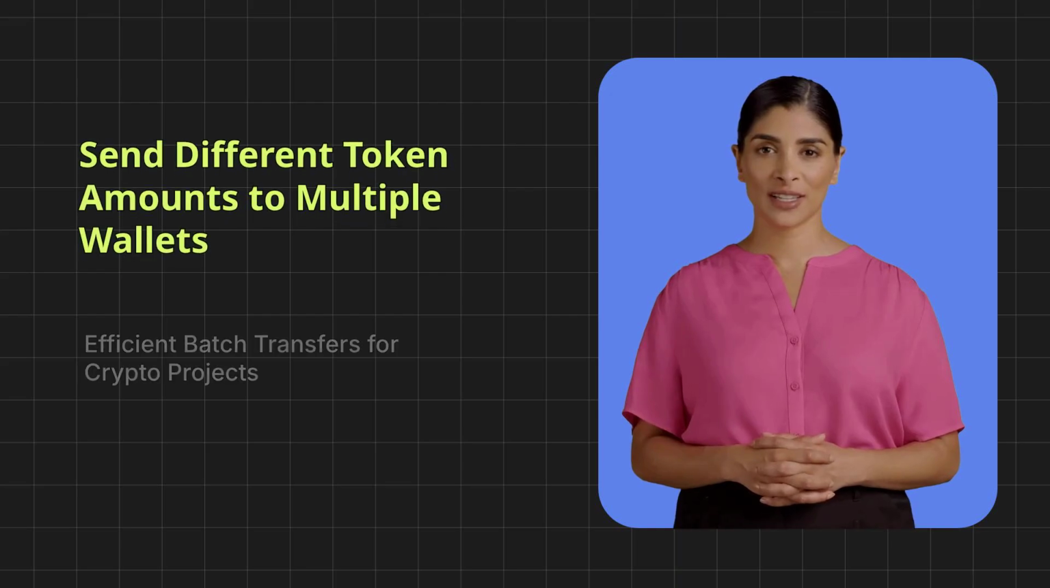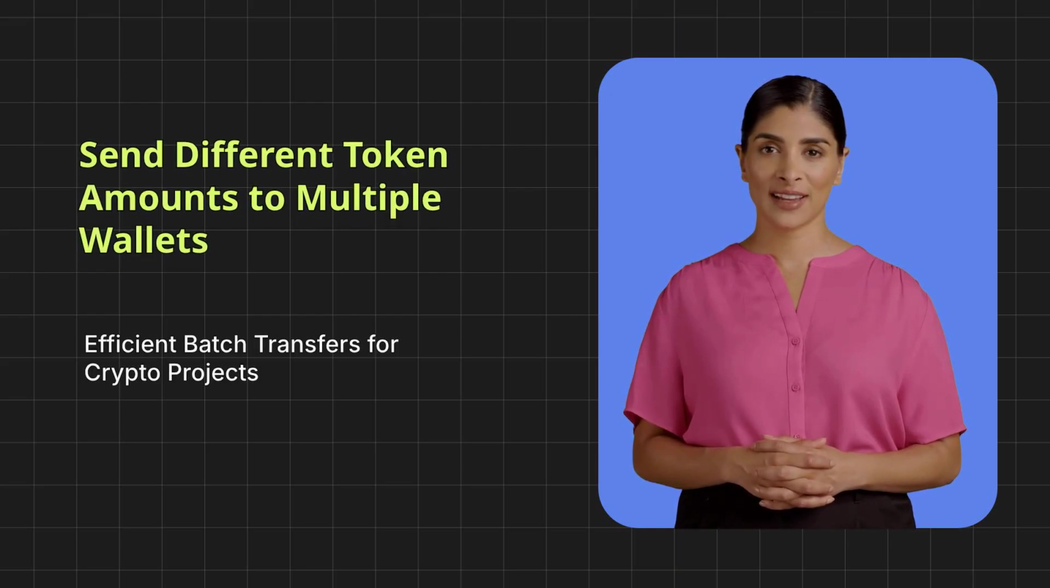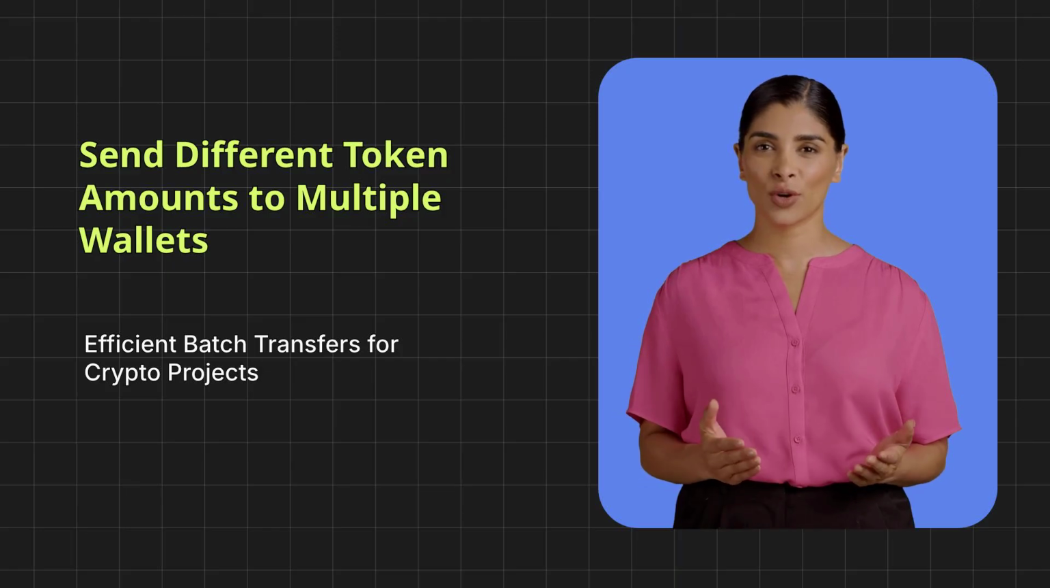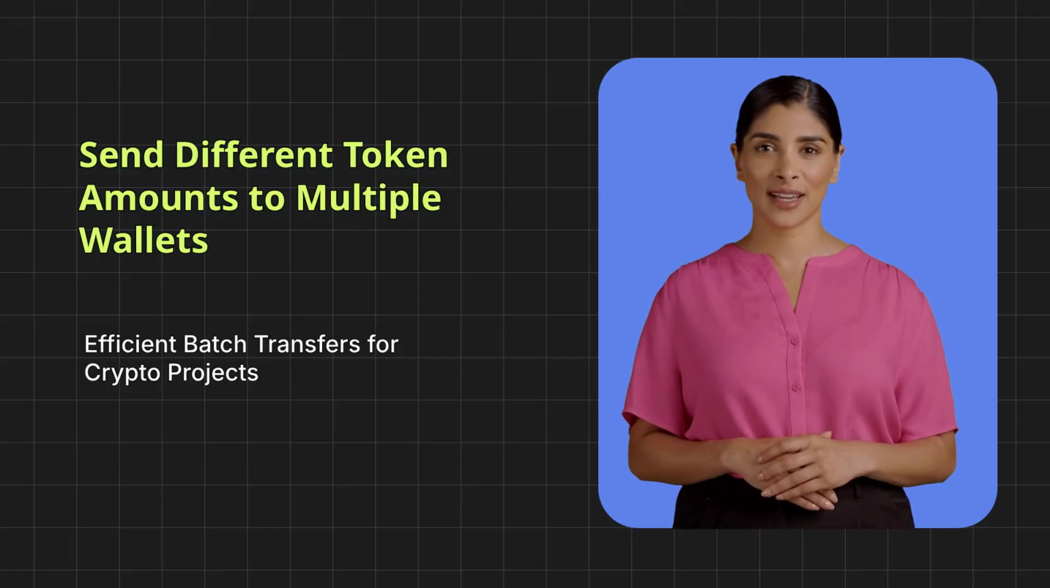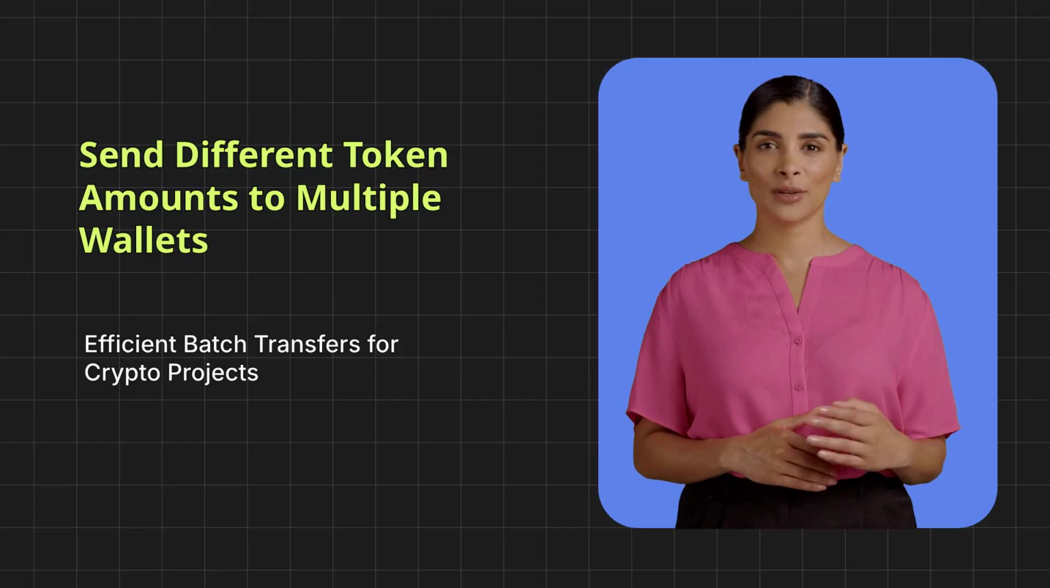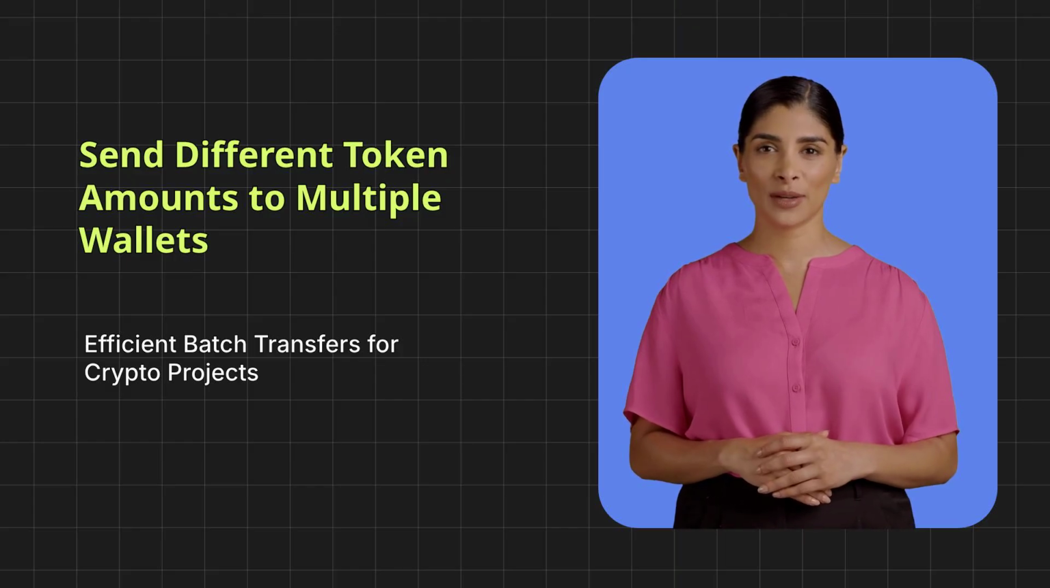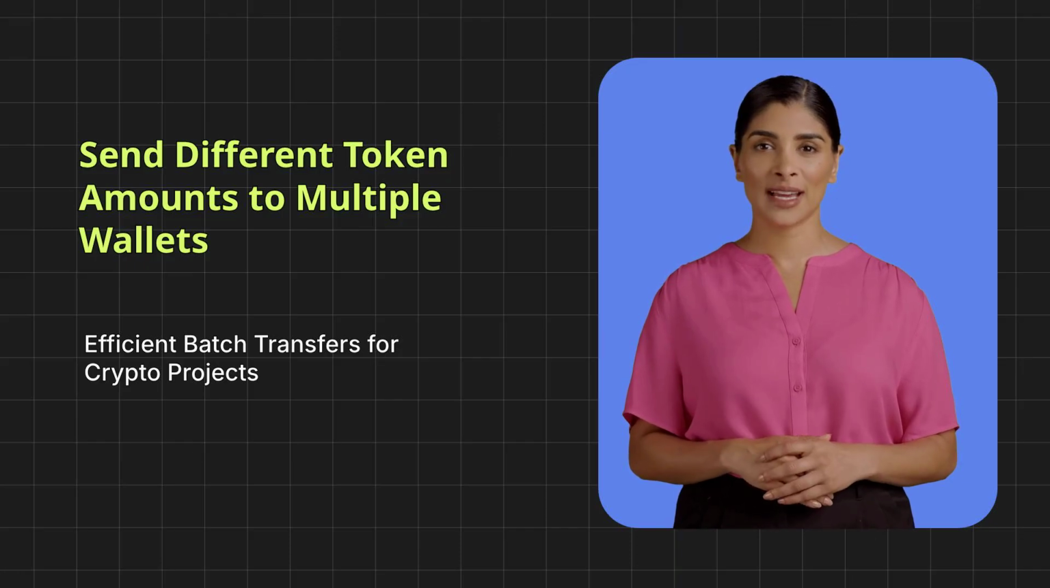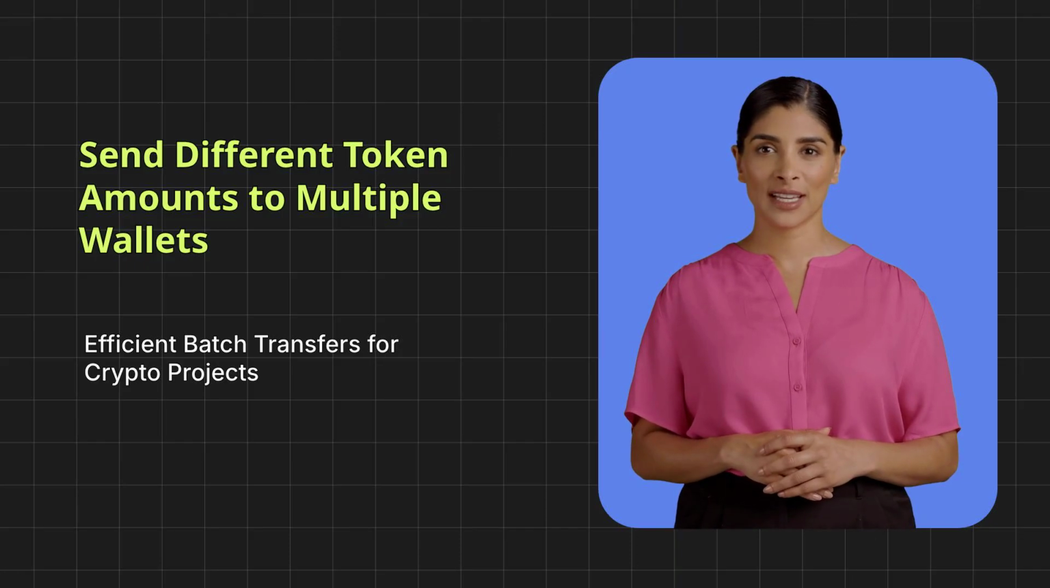Many crypto projects eventually face the same challenge. They need to send tokens to dozens or even hundreds of wallet addresses. But not every wallet receives the same amount. Some wallets might receive 100 tokens, others might receive 50, and some may receive much smaller allocations. Trying to send all of these manually can quickly become confusing and risky.